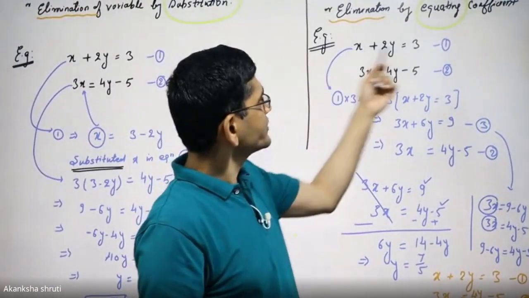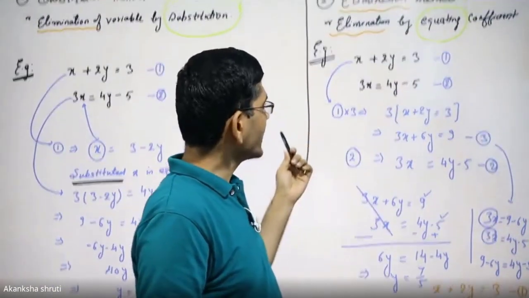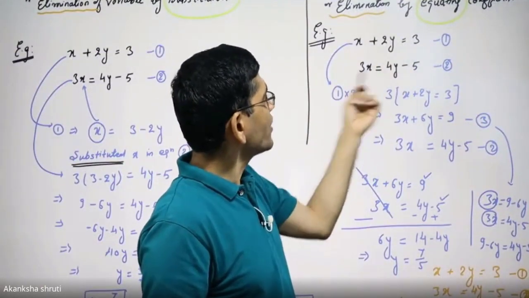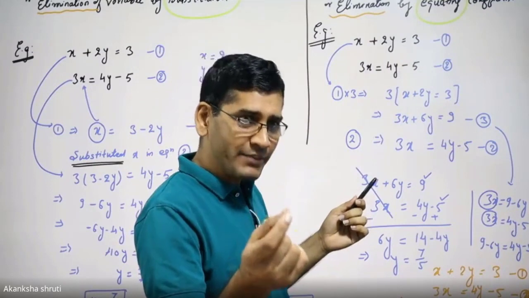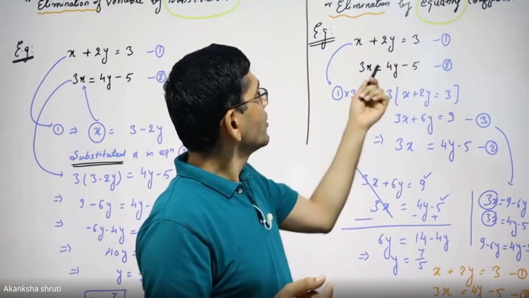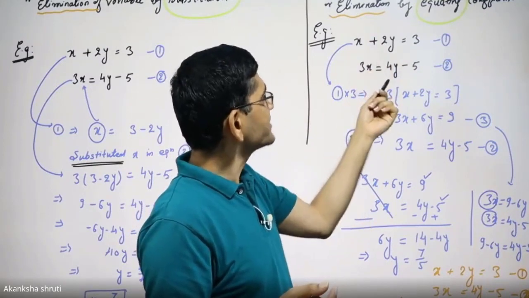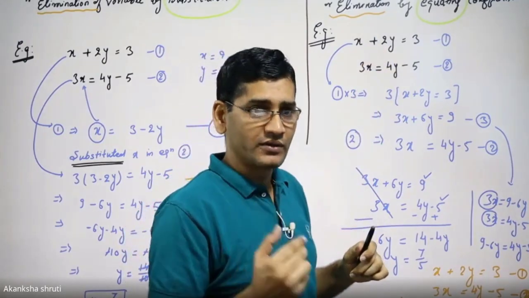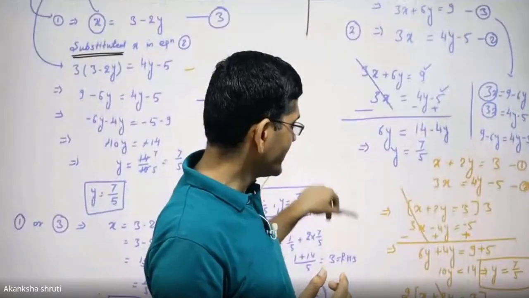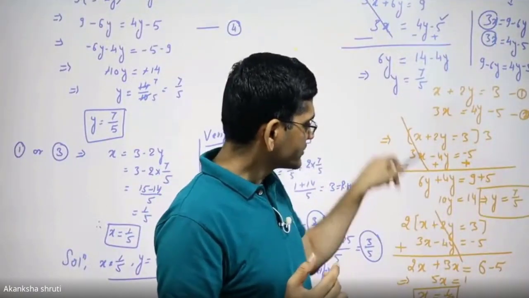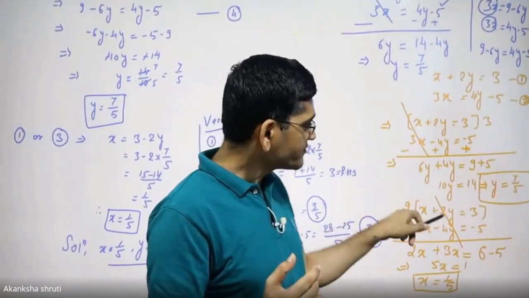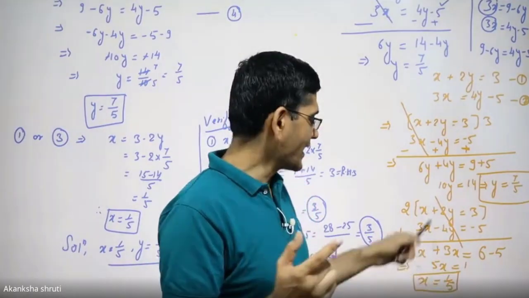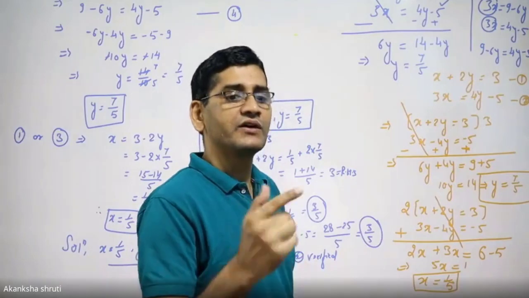you are not going for this substitution, rather you are multiplying either equation 1 or 2 by a suitable number so that one of the coefficients of one of the variable become equal. Okay, so that they can be added or subtracted to remove that variable whose coefficient is made equal, and we will get the other value.